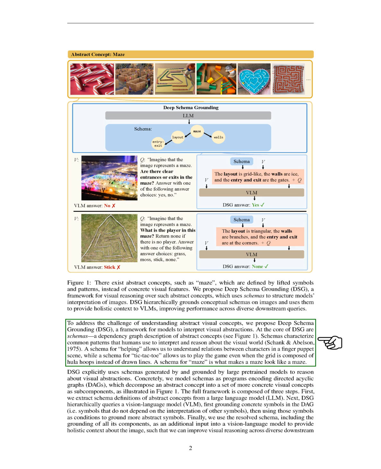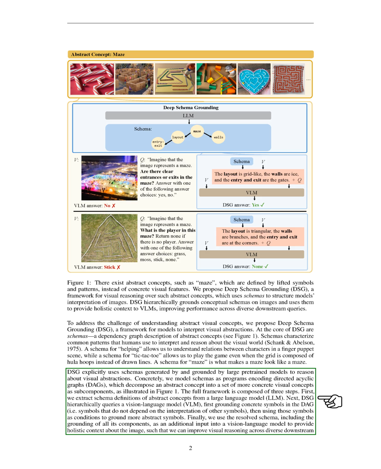To tackle this issue, we propose Deep Schema Grounding, DSG, a framework designed to help models interpret visual abstractions. At the heart of DSG are schemas, which are structured representations of abstract concepts. These schemas help us understand common patterns in how we interpret the visual world. For example, a schema for helping helps us understand interactions in a puppet show, while a schema for tic-tac-toe allows us to play the game even if the grid is made of hula hoops. The schema for maze is what allows us to recognize a maze as a maze.